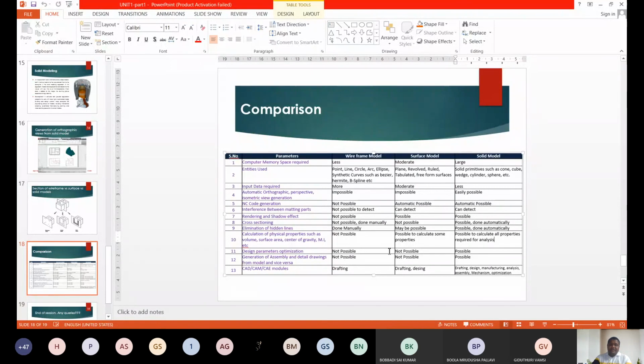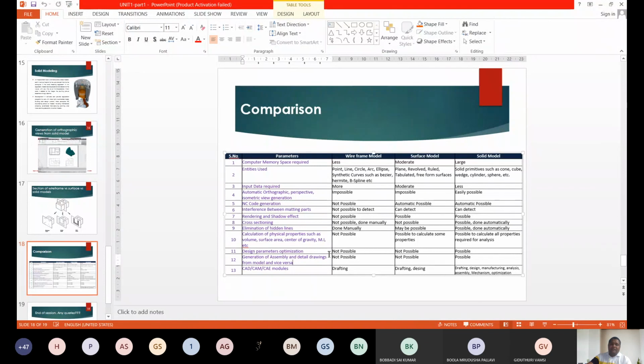Design parameter optimization is not possible for the first two cases, and it is possible for solid. For the design, sometimes you may use certain parameters for your geometric modeling. If you want to optimize all those parameters, many algorithms need to be written, and all the algorithms need to be solved to optimize the model or optimize the parameters. So it is possible only in case of a solid model.